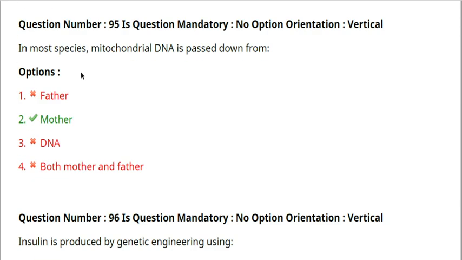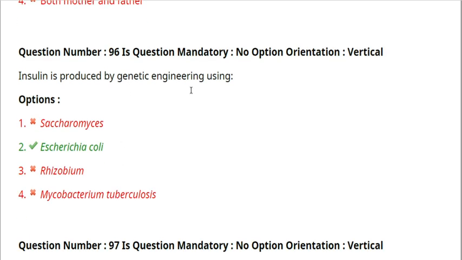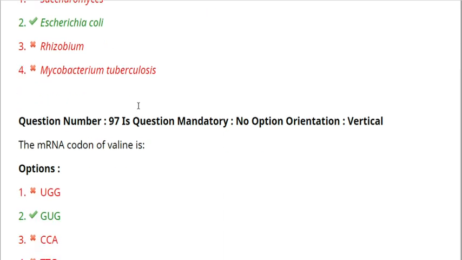Next, in most species, mitochondrial DNA is passed from the mother. So mitochondrial DNA inheritance is from the mother. All the other genes will be inherited from both parents, one copy from mother and one copy from father, whereas mitochondrial genes will be inherited only from the mother. Insulin is produced by genetic engineering using an organism called Escherichia coli, and the name of the insulin produced in E. coli is Humulin, which is produced by the Eli Lilly company.